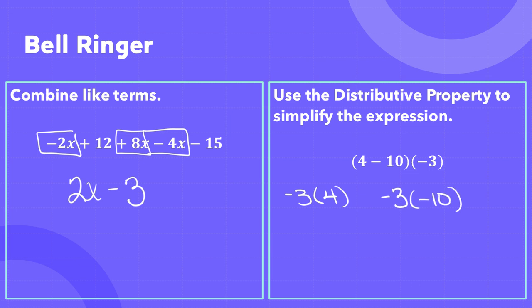All right, so your negative 3 times 4 was? Negative 12. And negative 3 times negative 10? 30. So positive 30. And your final answer? 18. 18 is correct. Very good.